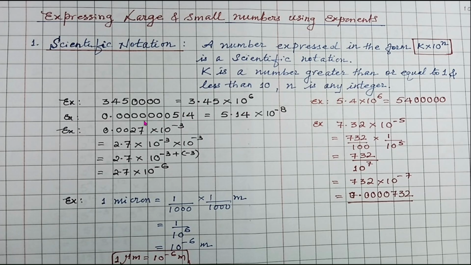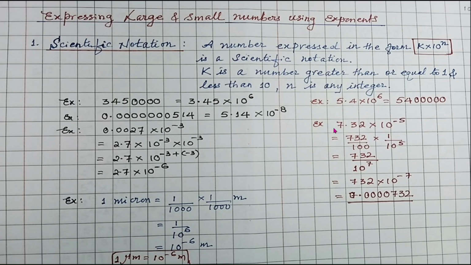So therefore this small number can be written in the exponential form as 5.14 into 10 raised to minus 8. That is how any large number or small number can be written in the exponential form, and please remember that. Now we also take one example here. If I have a number 5.4 into 10 raised to 6, that means I have to multiply 5.4 by 10 raised to 6. That means 1 followed by 6 zeros. When I multiply, I get this value, that means 54 followed by 5 zeros. So this is the scientific notation, and this is a normal number from scientific notation.